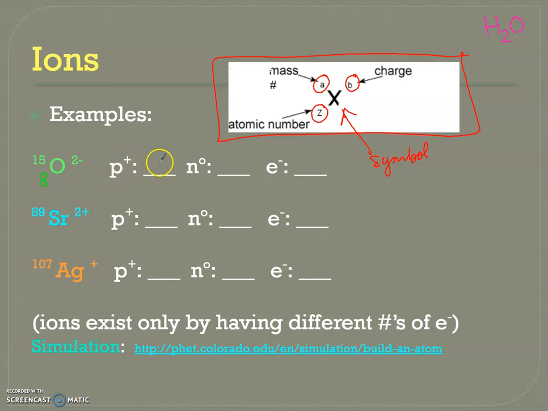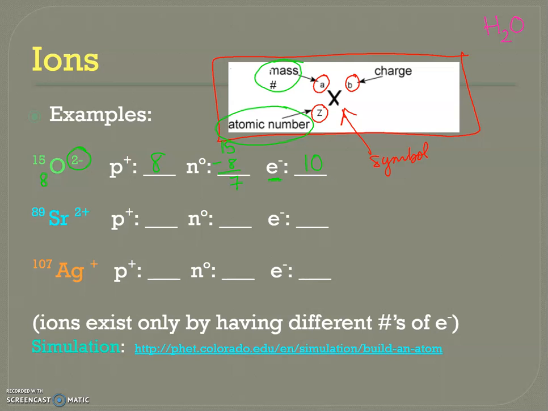Okay, protons, we have 8. Neutrons, I have my mass number minus my atomic number, so that is 15 minus 8, giving me 7. And this is a 2 minus charge, so I'm going to have more electrons than protons. I'm going to have 2 more, so that means I have 10 electrons there.